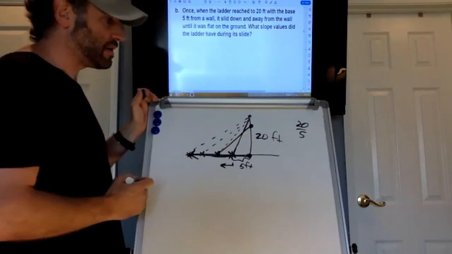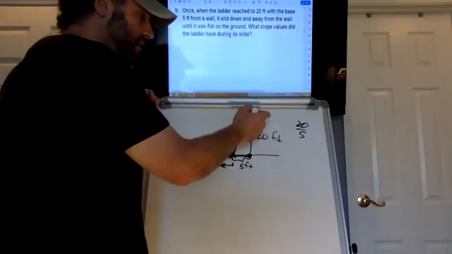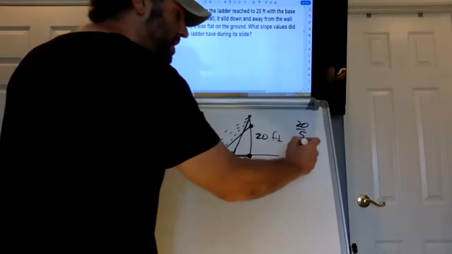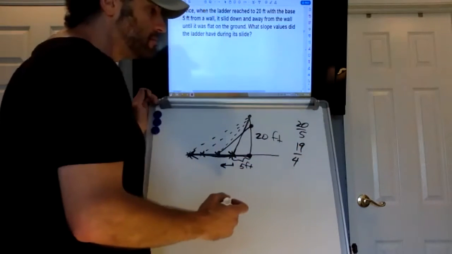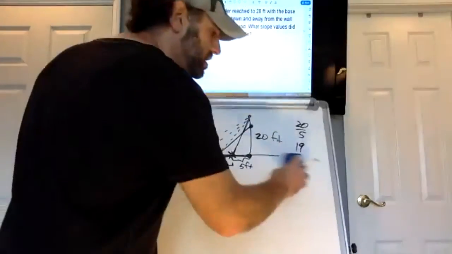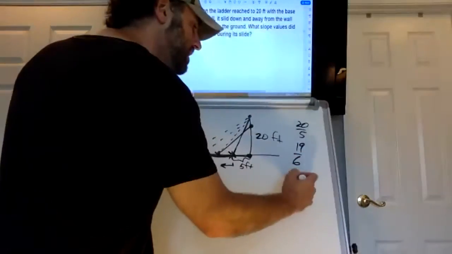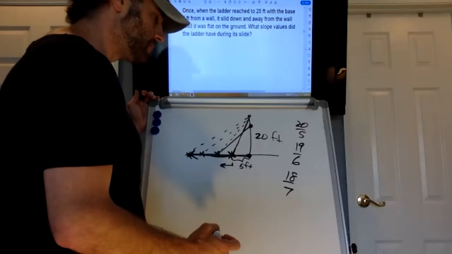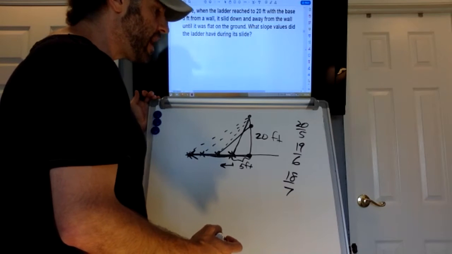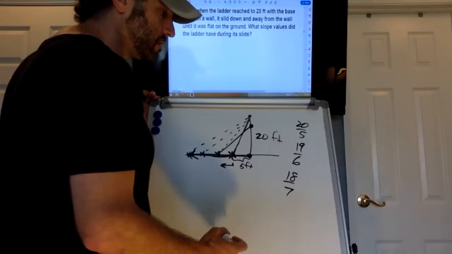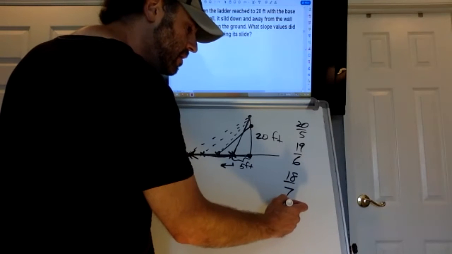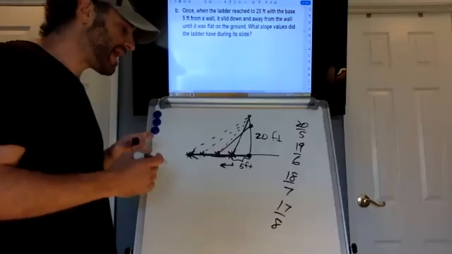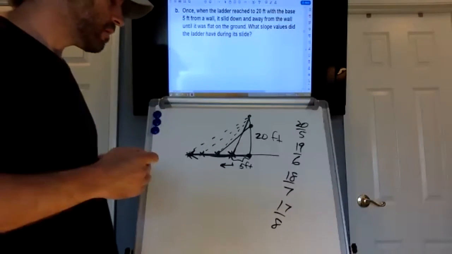Let's say that that's the next one, right? So let's say that a foot down gives you a foot out. So how about 19 over 6? Over 6, yeah. 18 over 7. So as y decreases by 1, x increases by 1. Yeah. Okay, and then 17 over 8. When does that end?